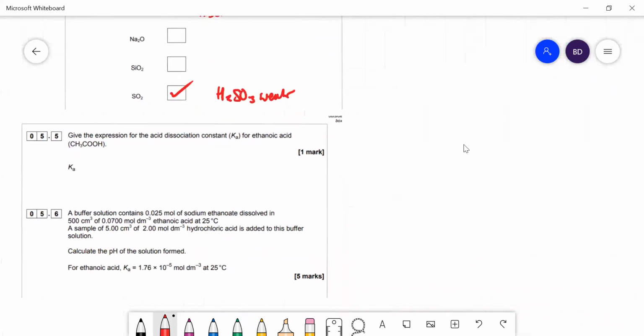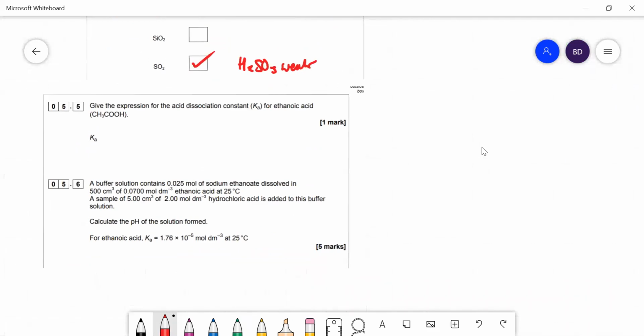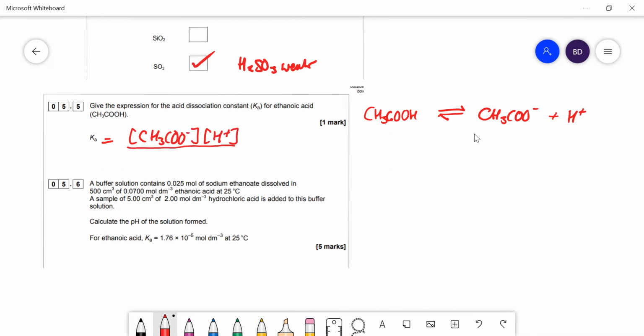All right, so on to weak acids now. This is a fairly straightforward question. What is the acid dissociation constant for ethanoic acid? Well, don't forget, we have our weak acid here. It's going to dissociate to give its conjugate base and H plus. And so the Ka is equal to the concentration of the conjugate base multiplied by the H plus divided by the concentration of the weak acid.